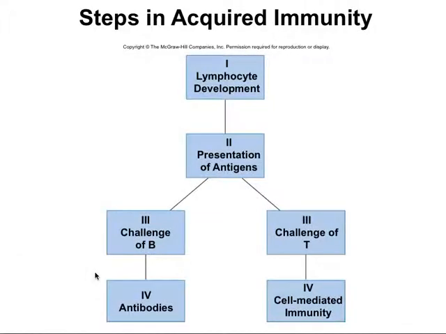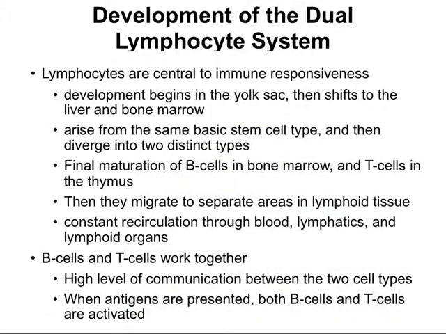We can also look at this in a different sort of way where we have stage 1 and stage 2, and then we see a branch where the B and T challenge is a little bit different. We're developing different responses, either the antibody or humoral response or the cell-mediated response. Throughout the rest of the chapter, we'll look at each of these different stages in detail. But first, a quick overview. So let's begin at the beginning.